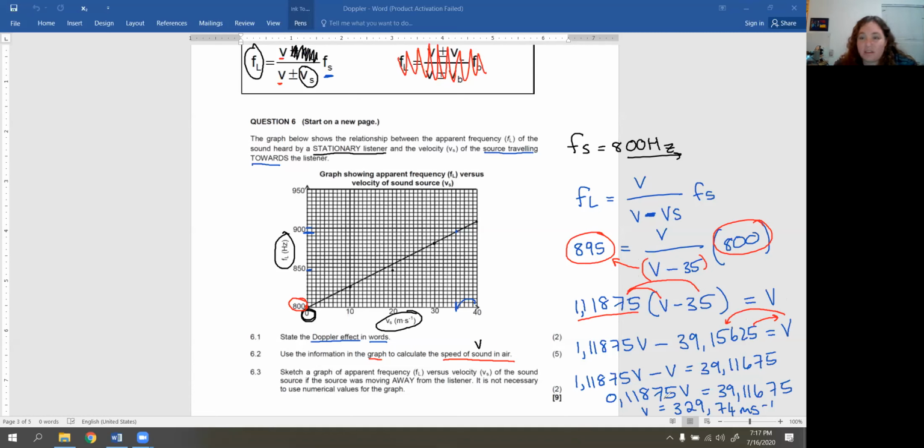I'm saying this and that because they're big numbers. And I got a velocity of 329.74 meters per second. Since it's so close to 330 and it's in the right range, I'm pretty sure that short of a silly mistake, it is correct.